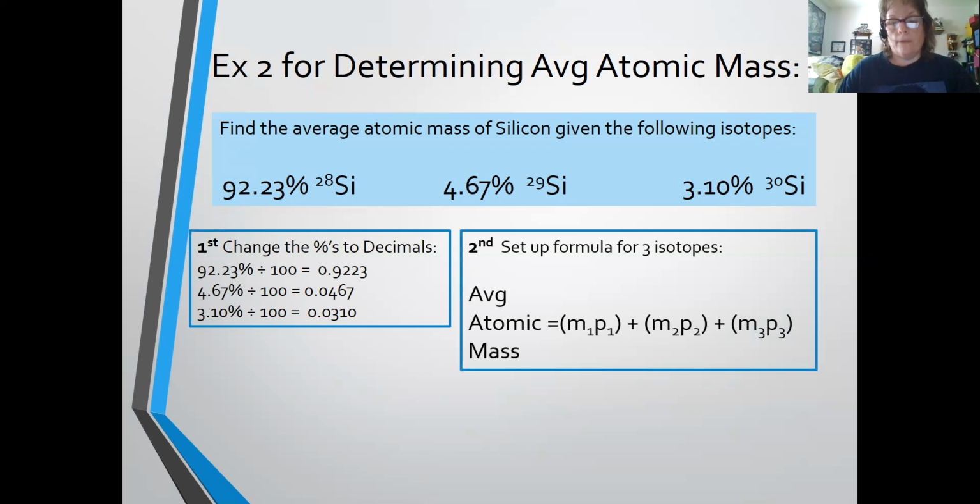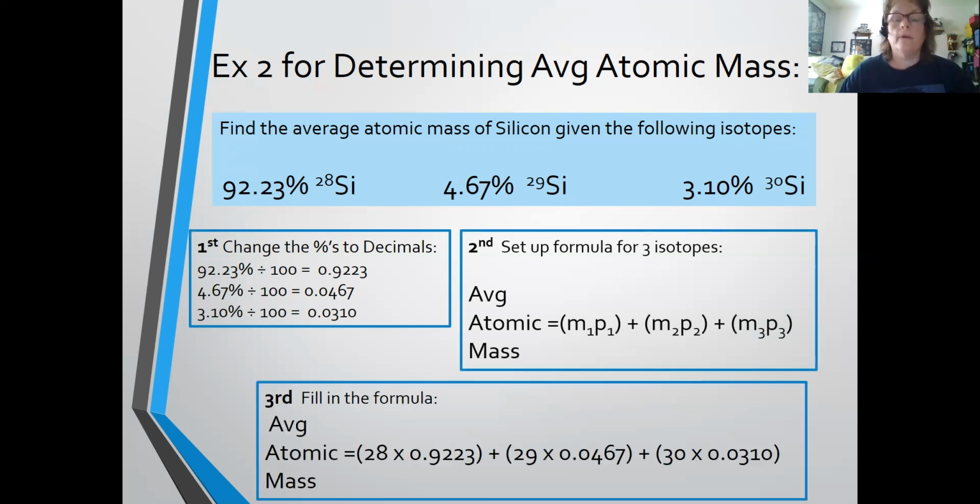We have 3 isotopes, so we're only carrying out the formula 3 times. You're going to fill in the formula, again, with the mass number, 28, and then the percentage. Remember, we turned that into a decimal, so we had to put the decimal in. Okay, that's this one right here. And then we had silicon 29. There's your 29 as your mass. Again, the M stands for mass, and then the P for percent, but we're not using percent. We're using the decimal version.